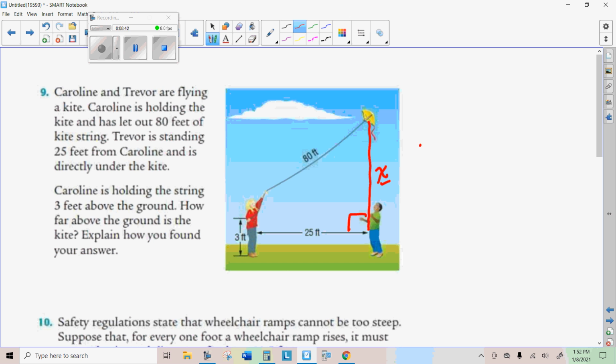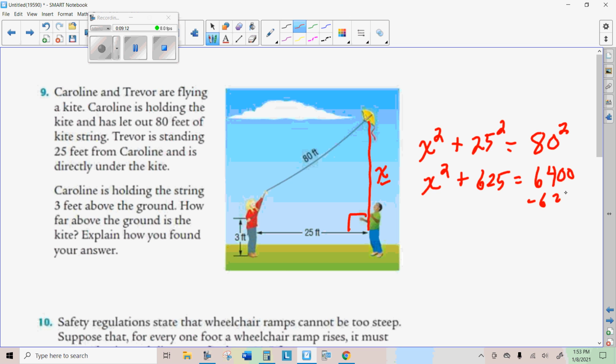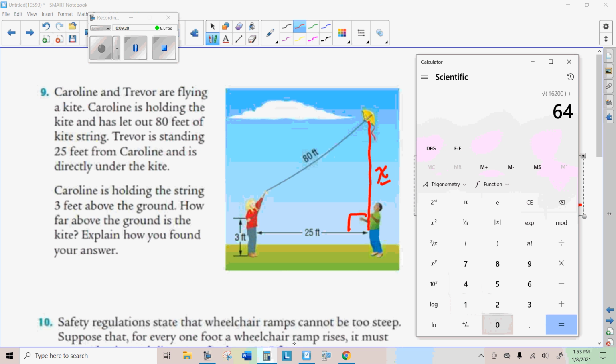Now x is one of the legs, so if you set this up, x squared would represent the area of the square on that leg. Then 25 would be the other leg, and that would have to equal 80 squared. Now when you have a situation like this, you actually have to subtract right here because you're backtracking. 80 squared is 6,400. So I'm going to take 6,400 minus the 625 when I'm backtracking. So that would be 6,400 minus 625. Oops, I think I did that wrong. Equals 5,775, and then I have to do the square root of that.